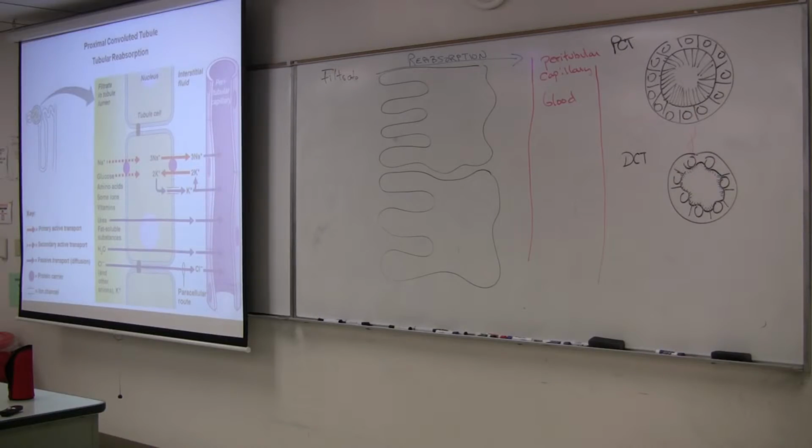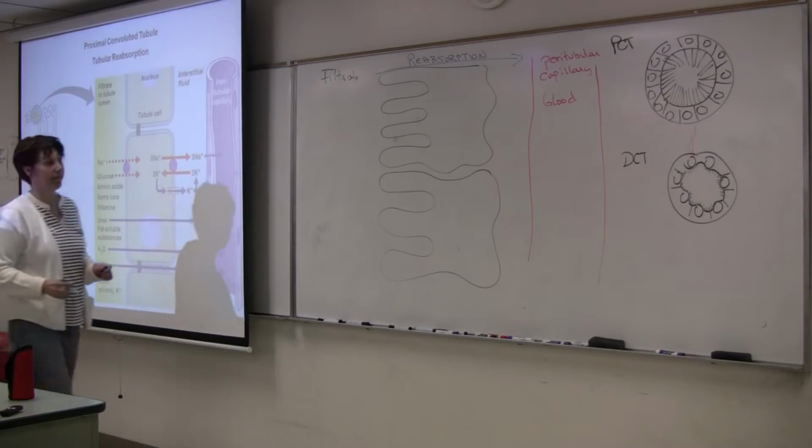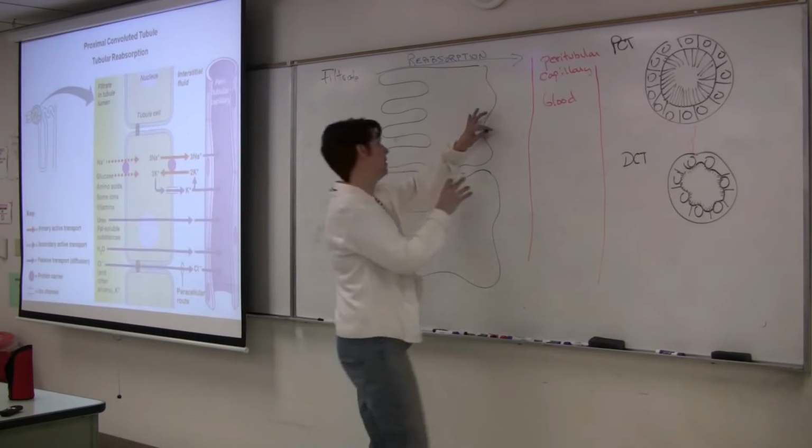So we have to reabsorb. It's about 2 liters that are actually excreted as urine. Okay? So there has to be reabsorption. And this is the whole process of the kidneys in this filtration. Now, we're going to kind of start at this end.